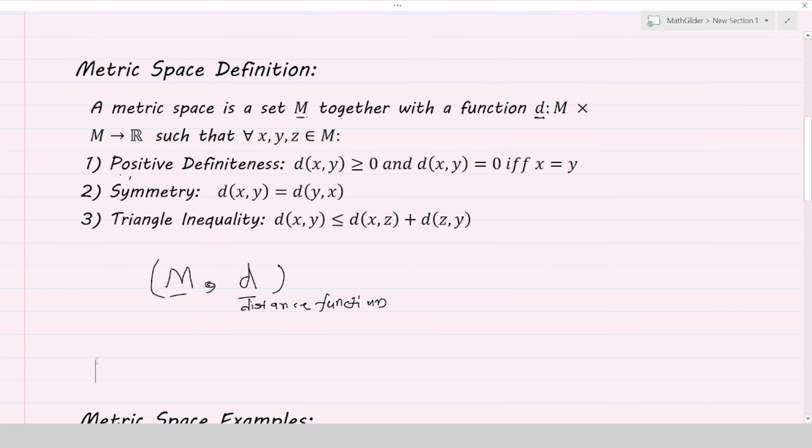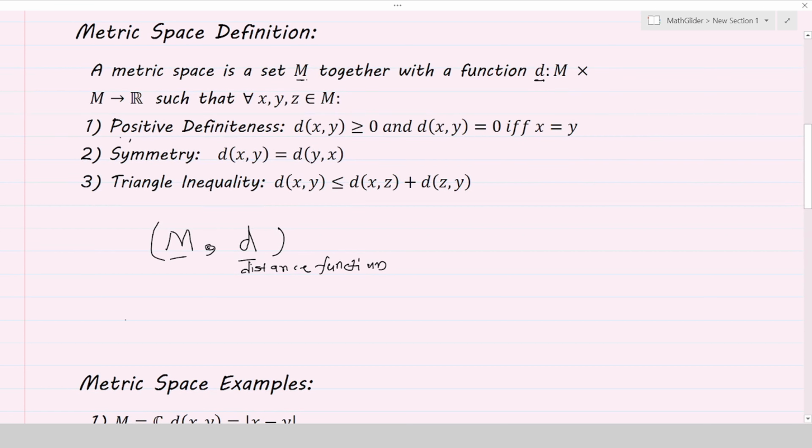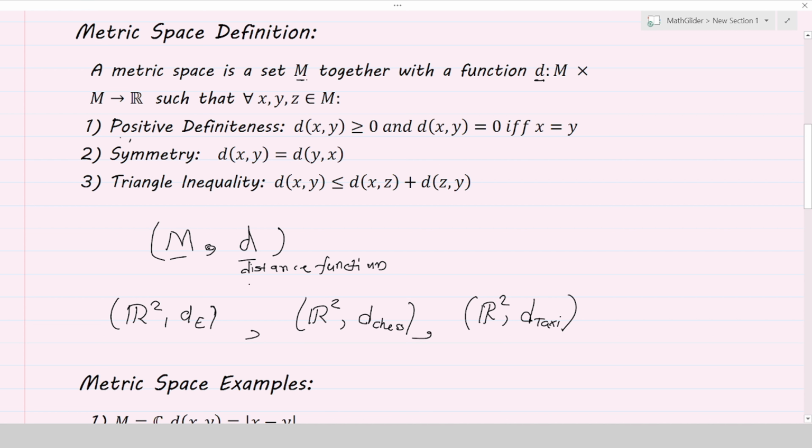In yesterday's video, we saw that we can say R2 with respect to the Euclidean metric is a metric space because it satisfies these three properties. Then we can say R2 with the Chebyshev metric, the chessboard distance, is also a metric space. And we can also say R2 with the taxicab distance is also a metric space. So three examples we already have, from the examples we established in the first video.